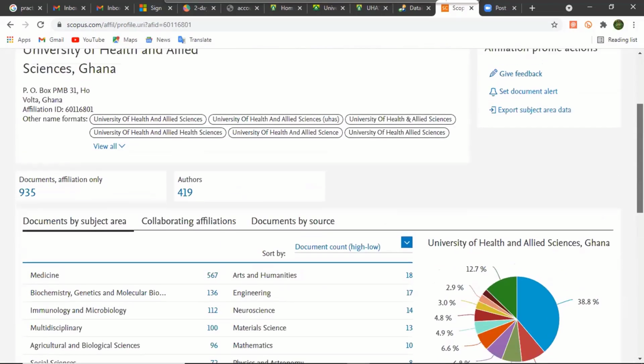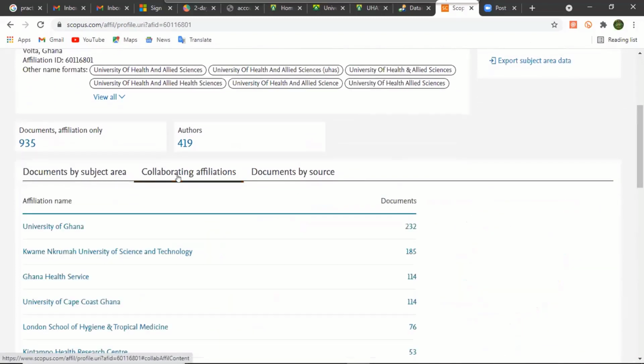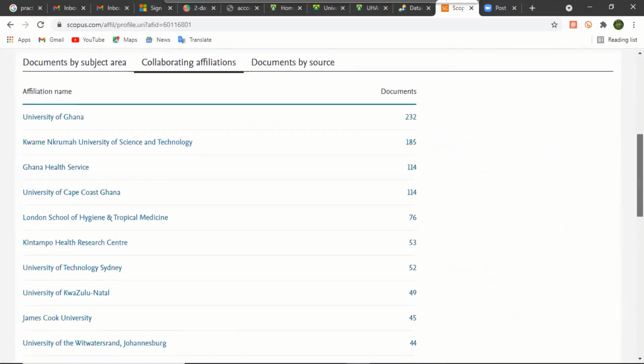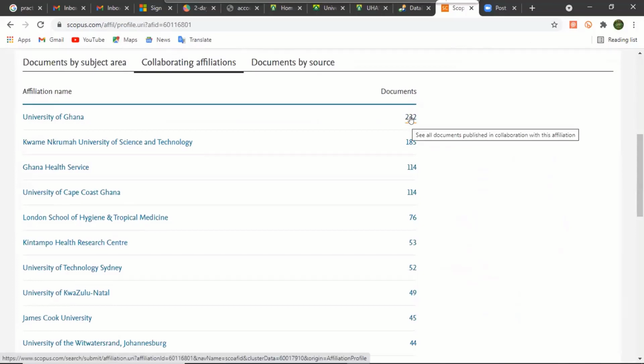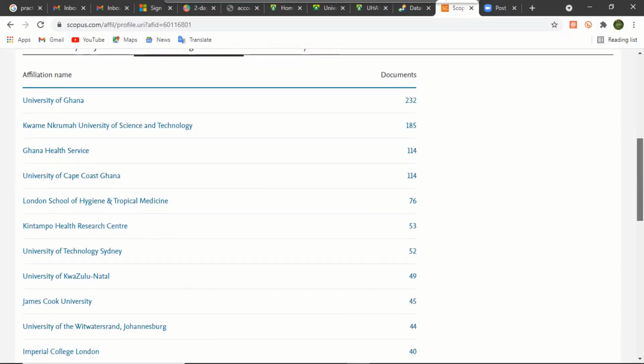Now, we can also check affiliated institutions or collaborating institutions. So UHAS has been working together with what other institutions? I think its highest collaborator is University of Ghana, 232 documents. Then we have KNUST, 185, Ghana Health Service, 114. So you can see the various institutions that have been collaborating with UHAS in research, all right?